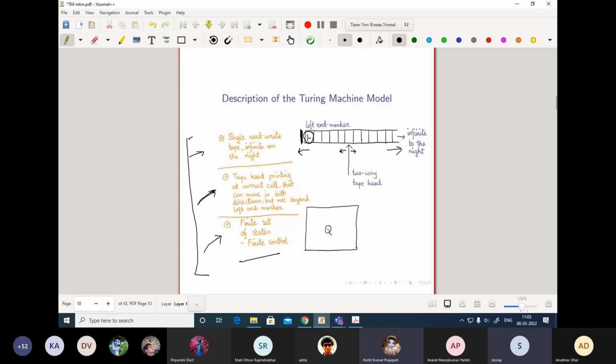The second component is a tape head, which can move inside the cells of the tape, and at every step it moves exactly one step either to the left or to the right. The third component is a set of states.